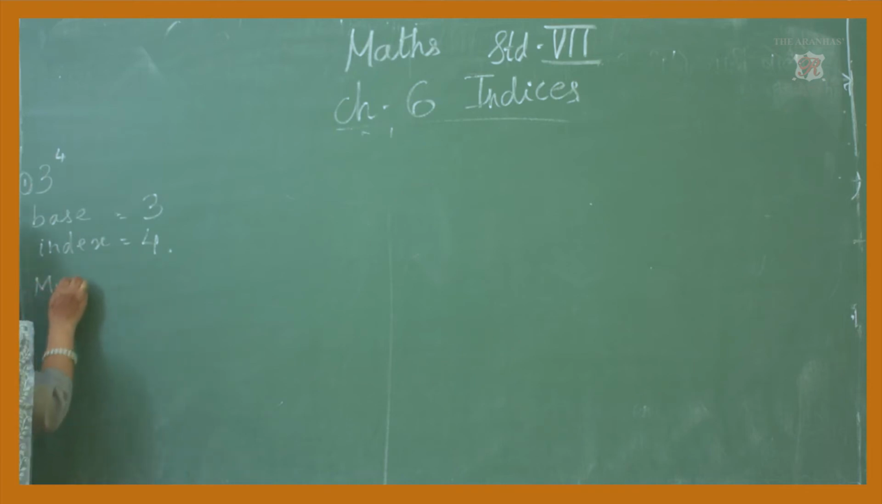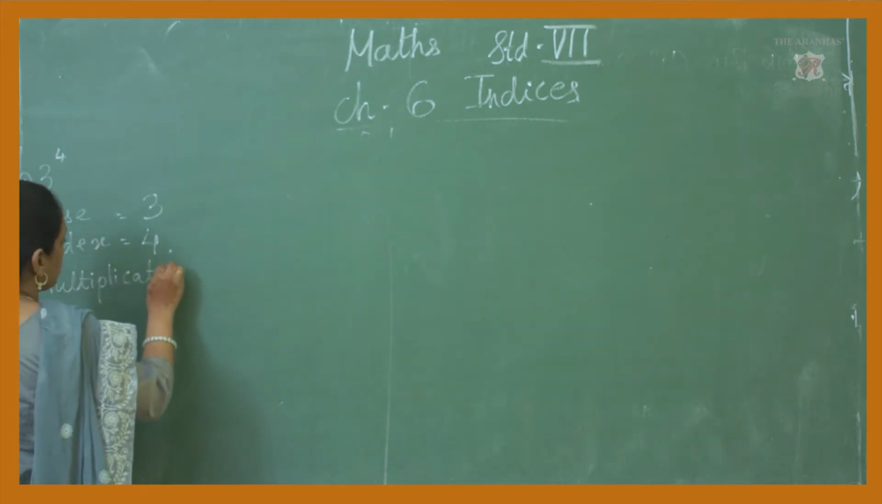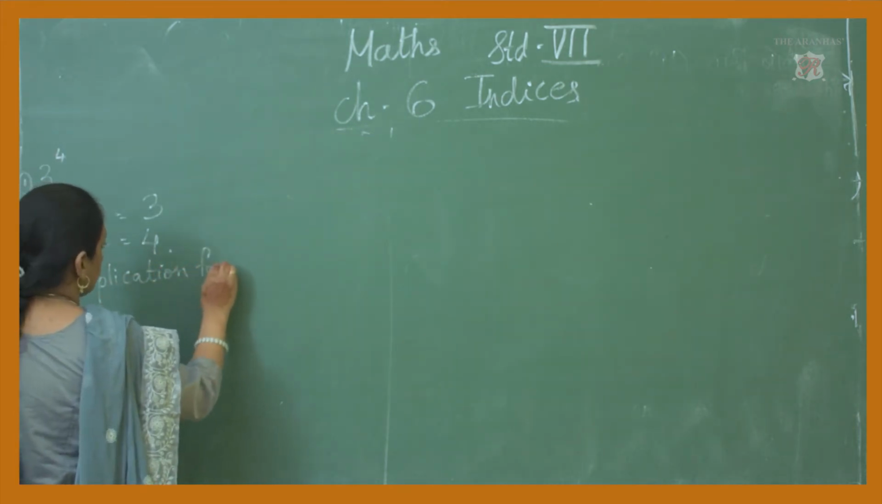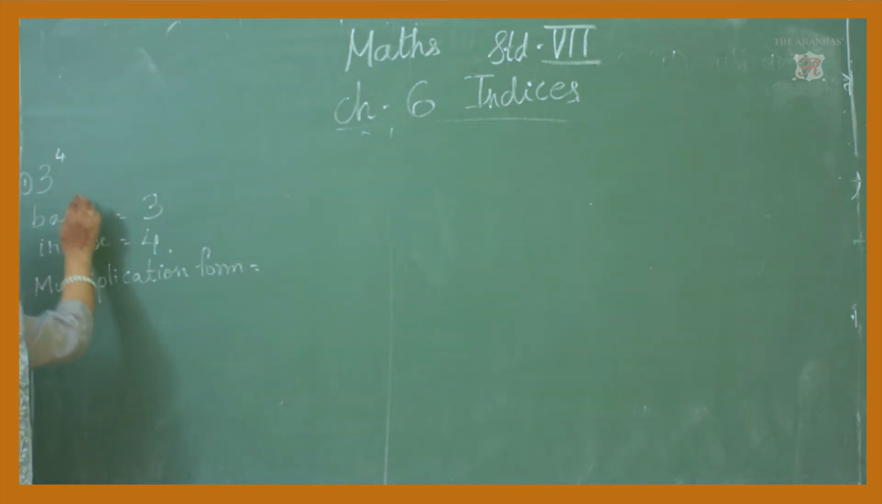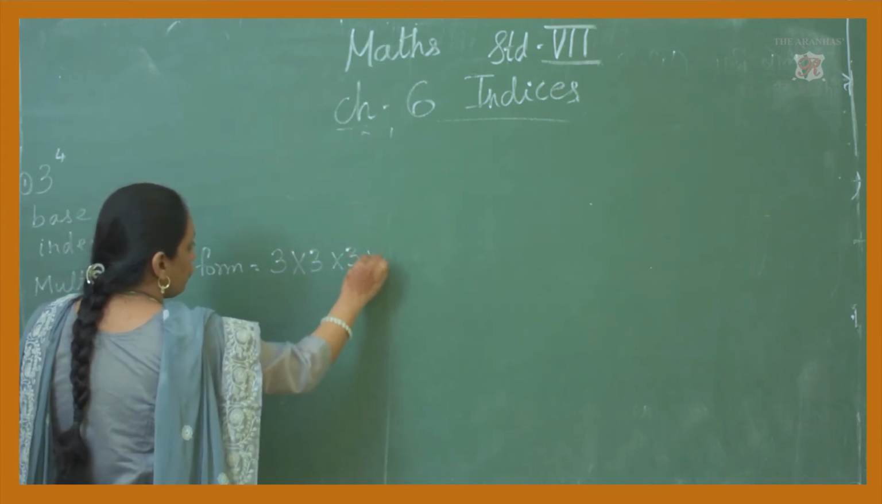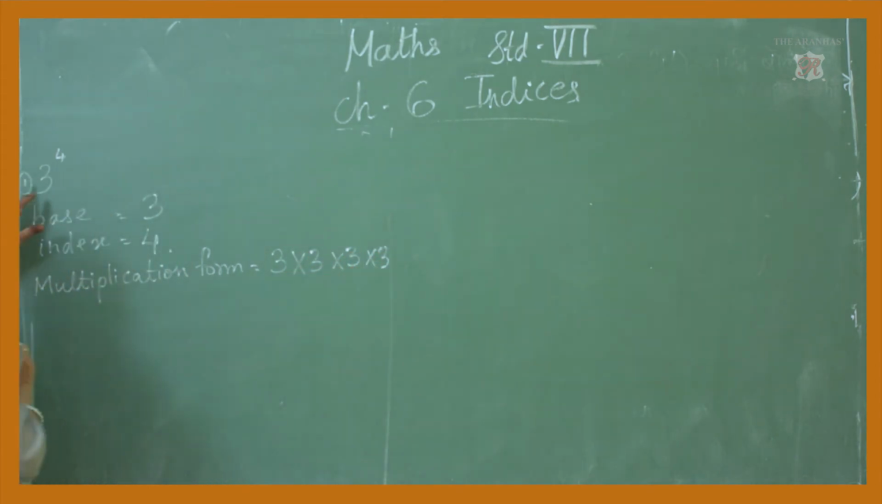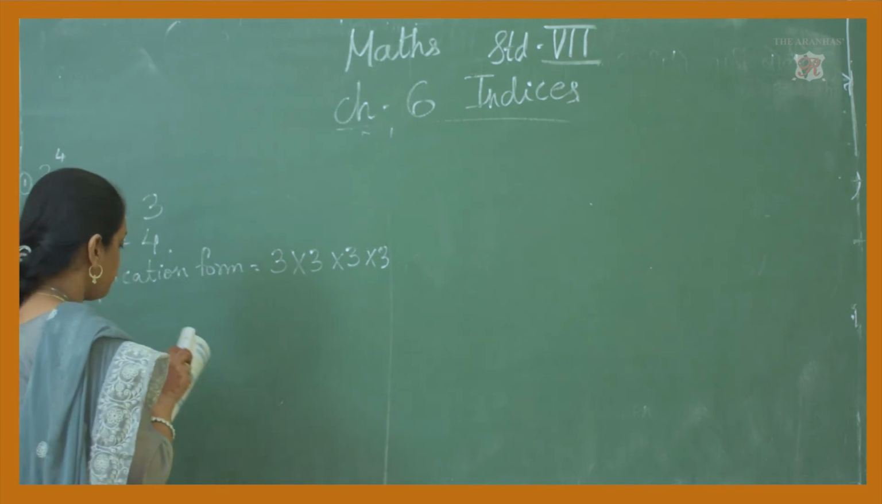How will we write the multiplication form? The next column in the textbook is multiplication form. It means you have to write this number with a multiply sign. That means 3 is to be multiplied 4 times. 3 will be multiplied 4 times: 3 multiplied by 3, multiplied by 3, multiplied by 3.